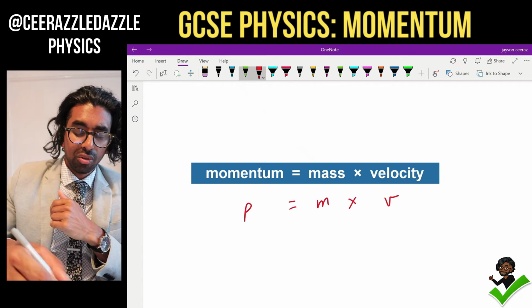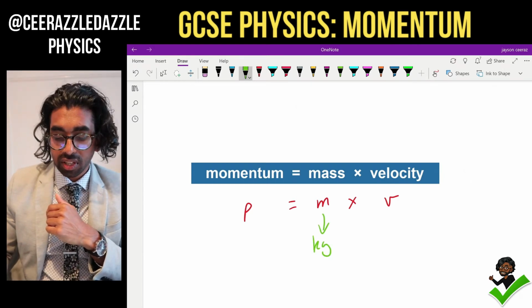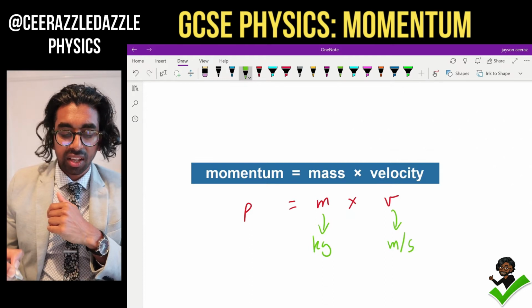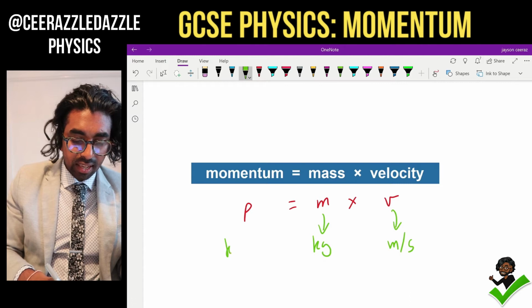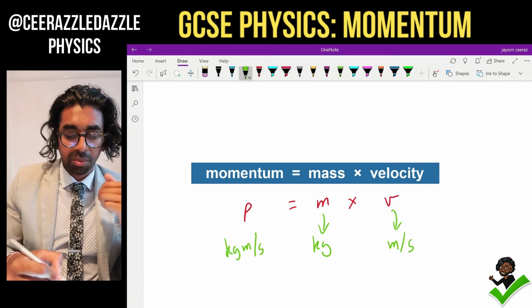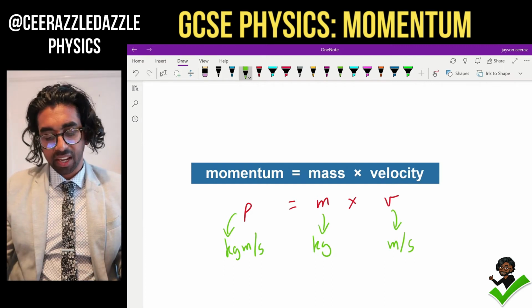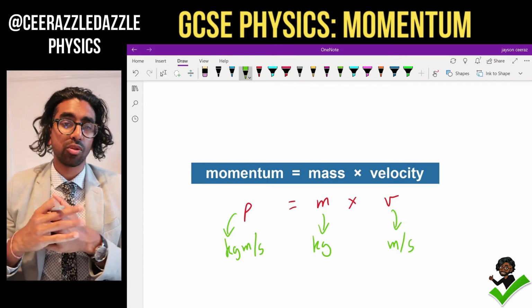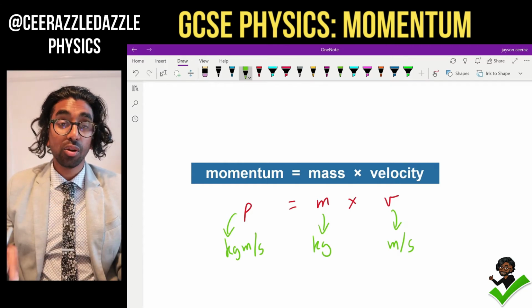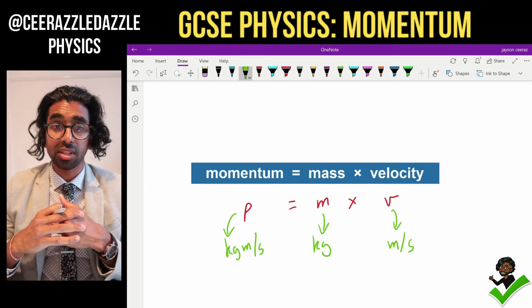And let's also look at the units. We know mass is going to be in kilograms. Velocity is going to be meters per second. And to balance out the equation, momentum on the left-hand side is going to be kilogram meters per second. Because if I multiply mass in kilograms by meters per second, it becomes kilogram meters per second. So those are the units of momentum, and that is a formula you must memorize for the GCSE.